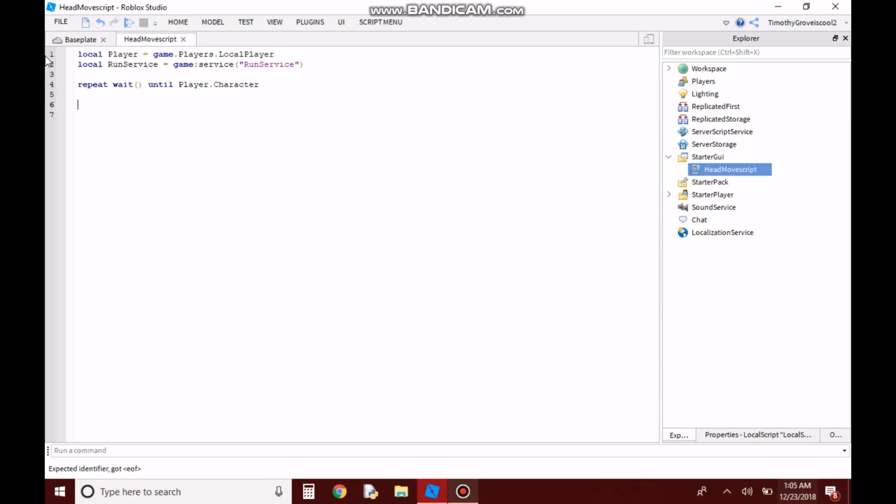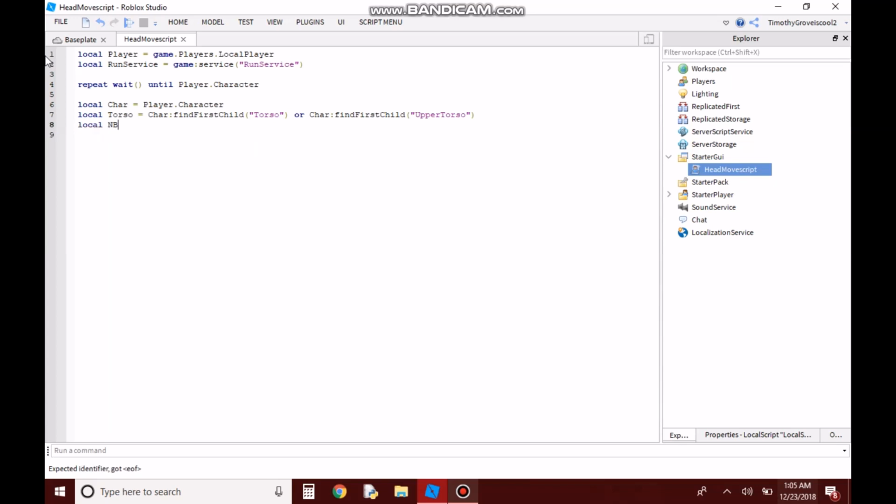So once you wait for the character, you're going to want to call the character. So char equals player.Character. And then you're also going to want to call the torso. And for R15, you're going to need a new way to call the torso, which is upper torso. So you can just do that by doing char find first child torso for R6 or char find first child upper torso for R15.